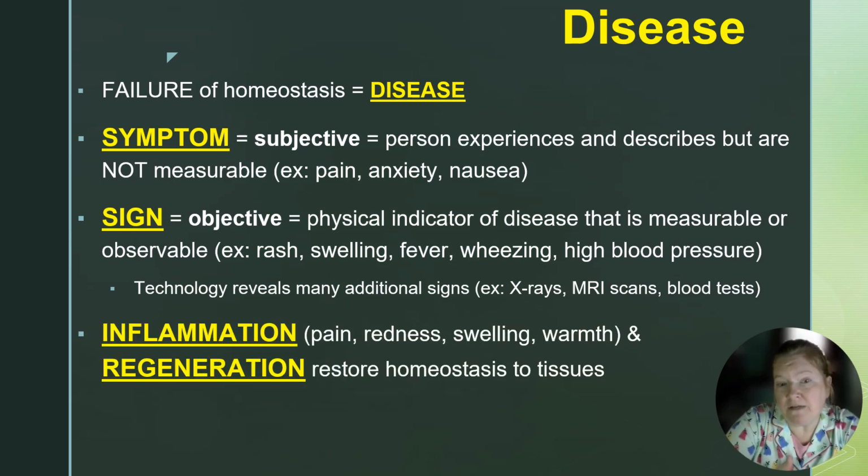And then we have inflammation, our signs and symptoms of inflammation, and regeneration. And hopefully in regeneration, it's a restoration of homeostasis. And those signs and symptoms of inflammation, remember PRISH: pain, redness, immobility, swelling, heat, right? Immobility, the same as loss of function.